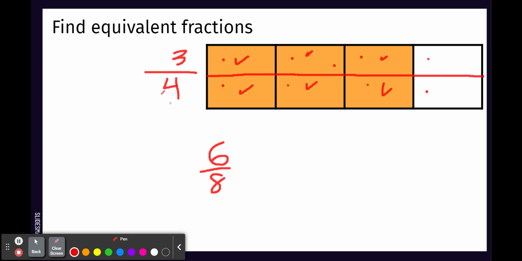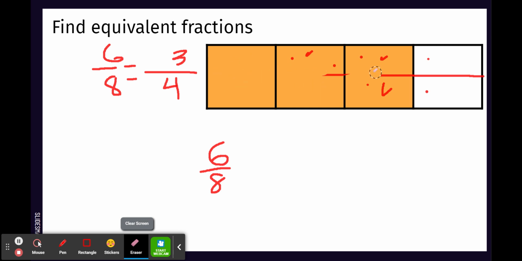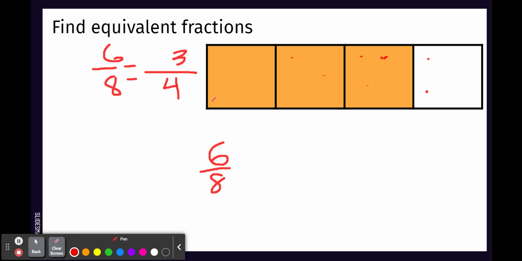So 6/8 is equal to 3/4. Because if I were to erase this line over here, that would be the same amount, right? So 3/4 and 6/8 are the same. They are the same amount. They are equivalent fractions. Now I'm going to go ahead and redraw this in, right?